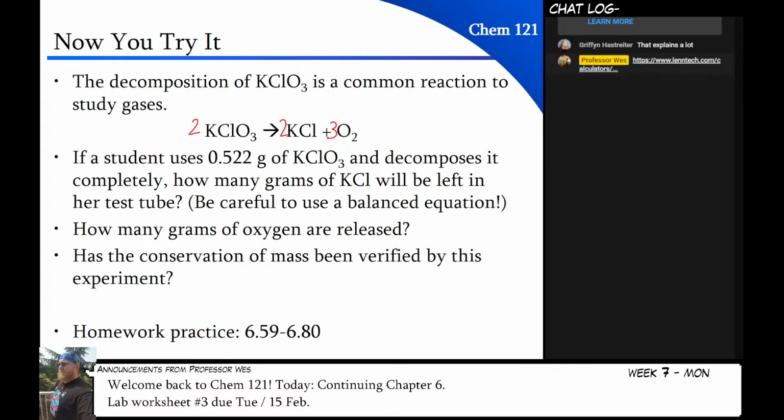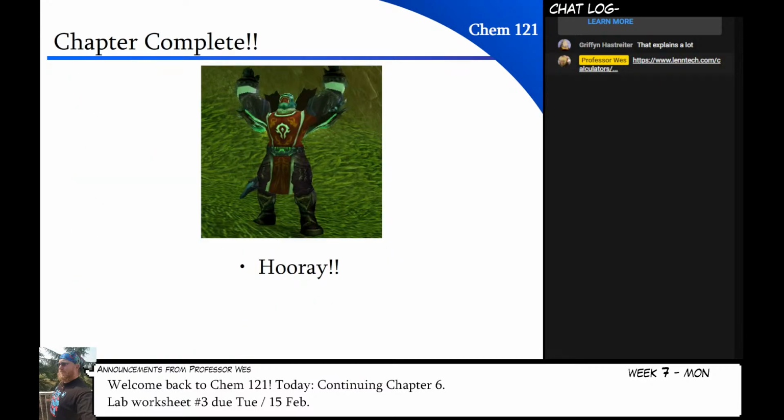All right. That's chapter 6. Chapter 6 is kind of the hell chapter. It's behind us now, so write down the homework practice down here at the bottom. Oops, there we go. I'm trying to do that with the mouse because I'm about to click forward. And then the last thing you have to do is celebrate, because it's all done. Hooray!